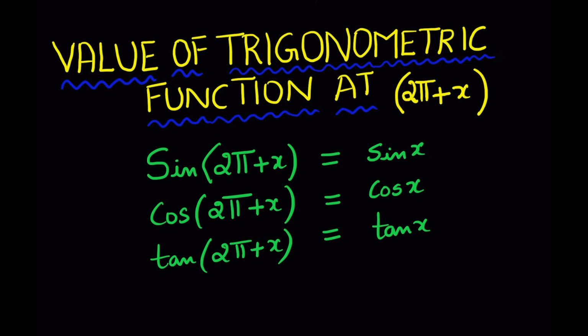So 2 pi plus x is nothing but 360 degrees plus an additional angle. So that means we have completed one full circle and again reached the first quadrant. So 2 pi plus x is a measurement in the first quadrant. So let's figure out how to solve these types of questions.